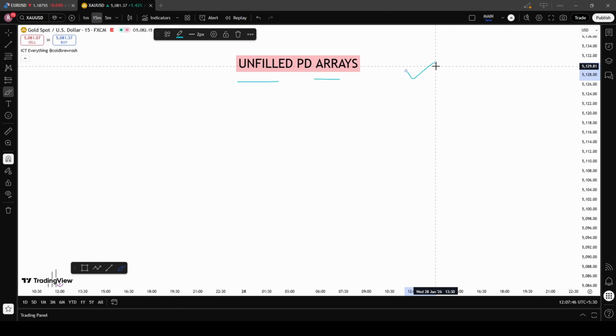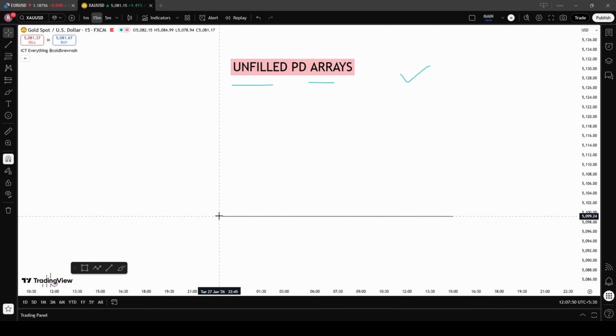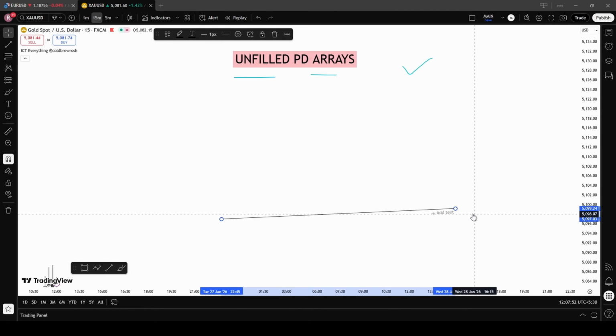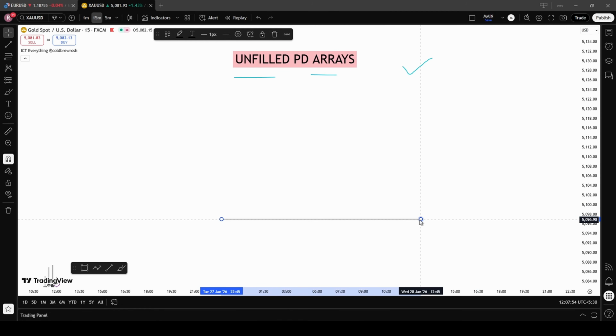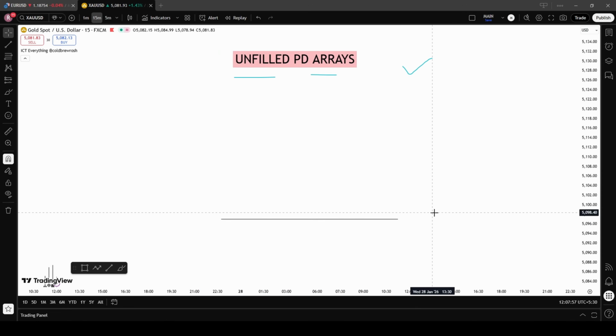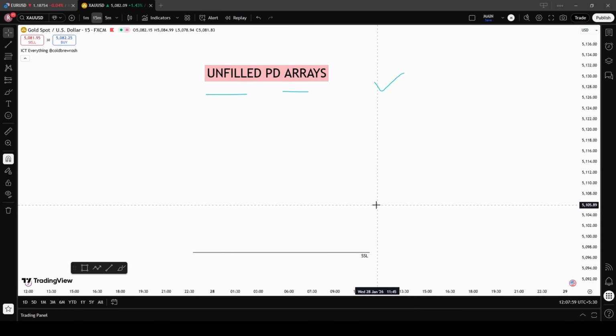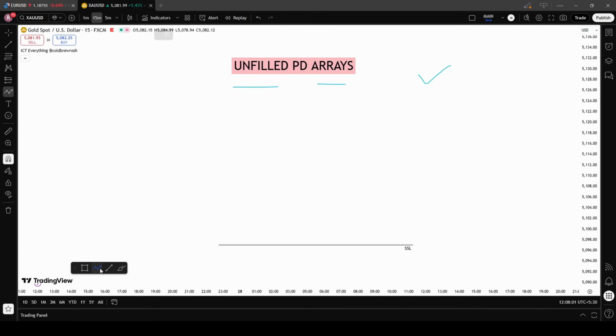Now let me show you how unfilled PD arrays actually form and how we are going to use these unfilled fair value gaps. First, I want to explain this using a simple diagram-style explanation so you can clearly understand how to identify whether there is an unfilled PD array that we can actually use.